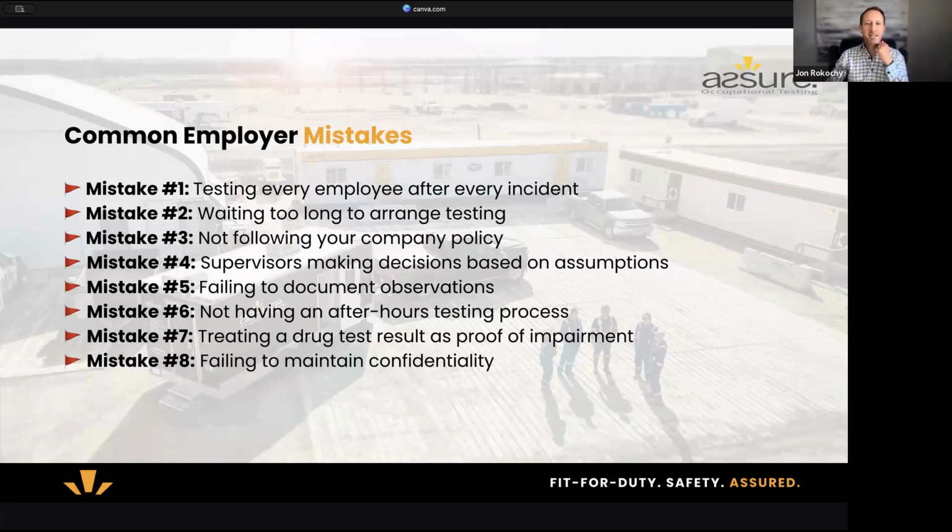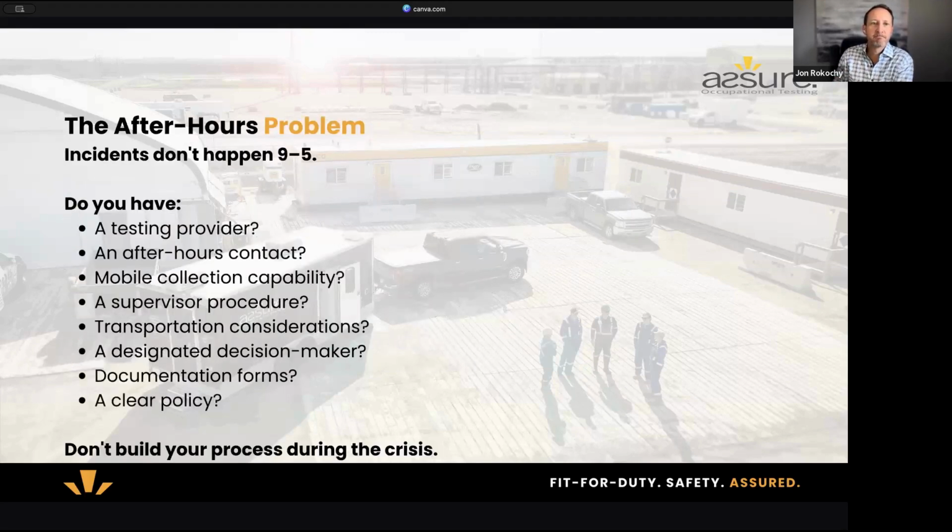Number 8, failing to maintain confidentiality. Only those who need to know get to know the information. So after hours, highlight this a little bit more. Do you have a testing provider? Does your team know the phone number of who to contact after hours to arrange post-incident testing? Does your provider have mobile collection capability?